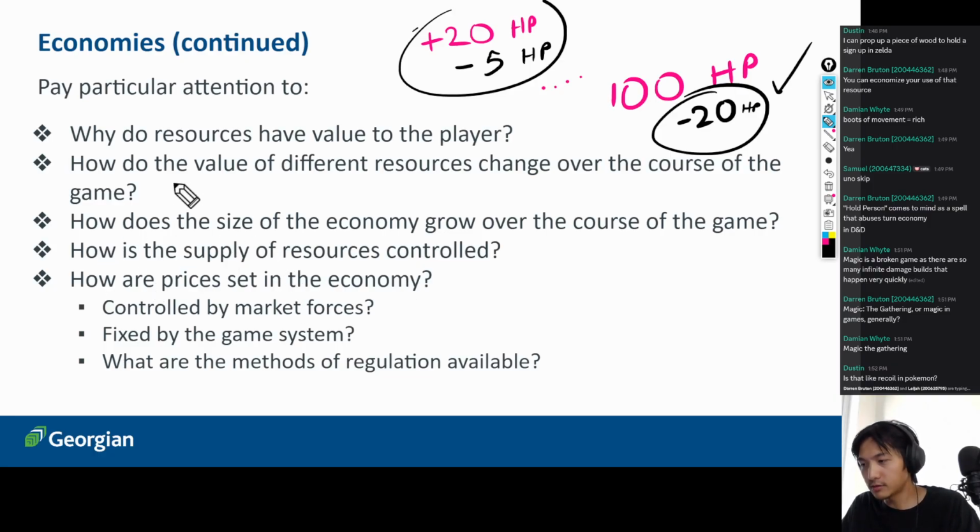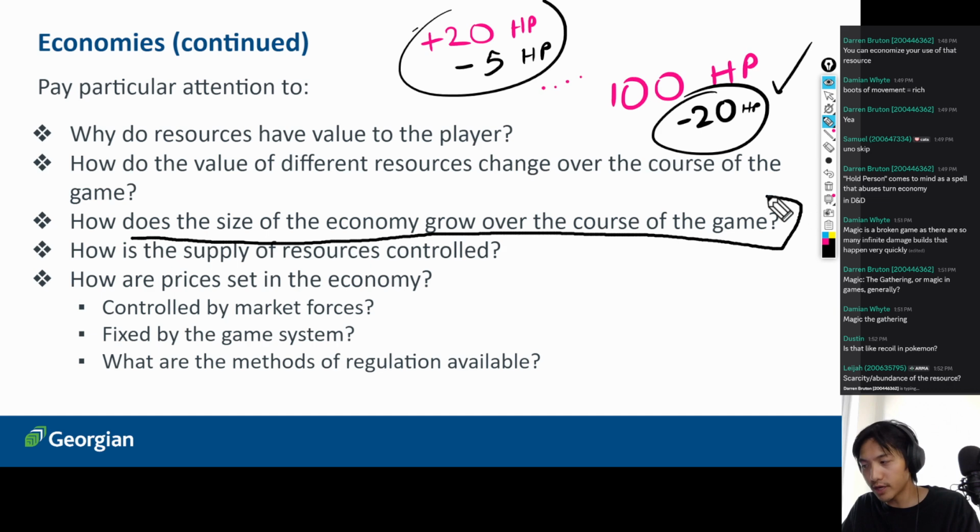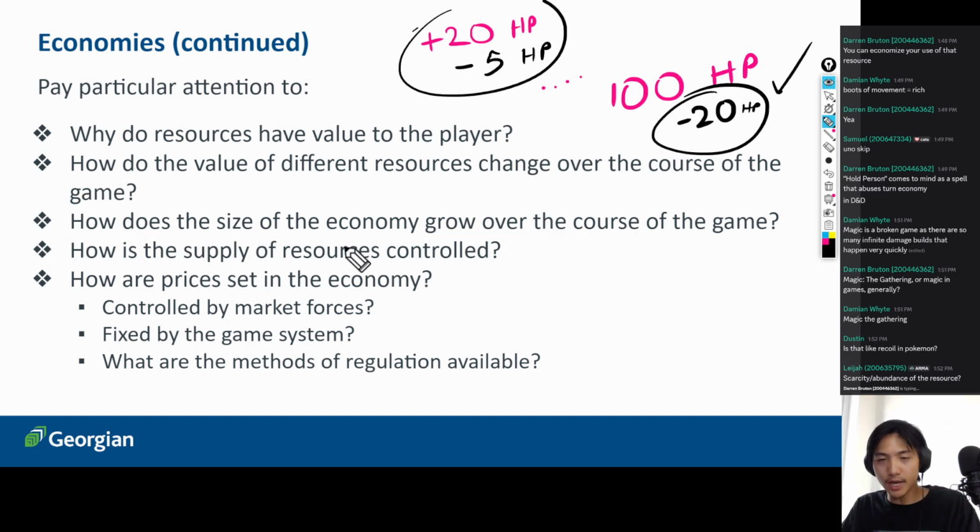So think about the value of resources and how it changes over time in the game. If players tend to gain more over time, right? If the size of the economy grows over time in the game, if over time players in your Dungeons and Dragons game get more actions, then over time their opponents should probably also get more actions, or they need to get more opponents, or something like that. How is the supply of resources controlled? So how do you keep it in check so that it doesn't go out of control in a way that you can't really have fun with anymore?